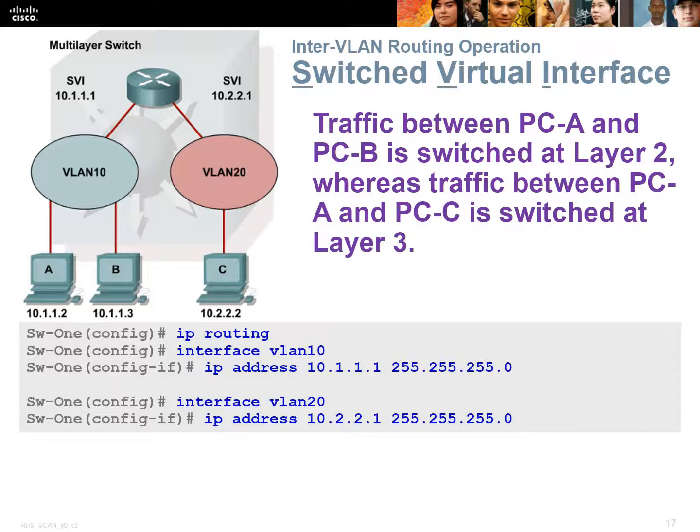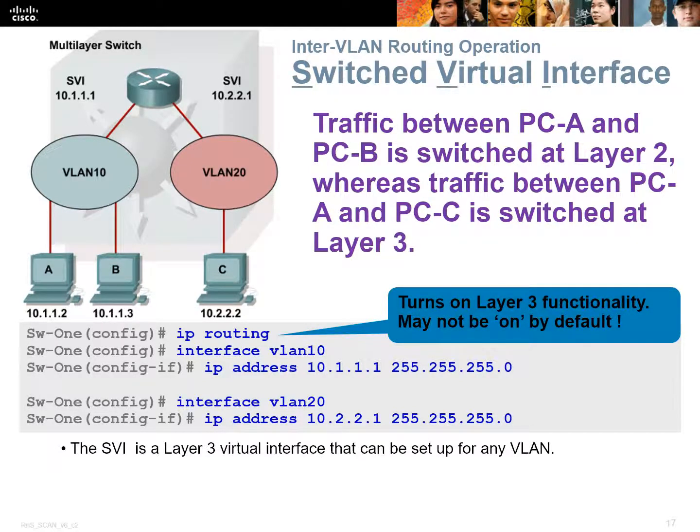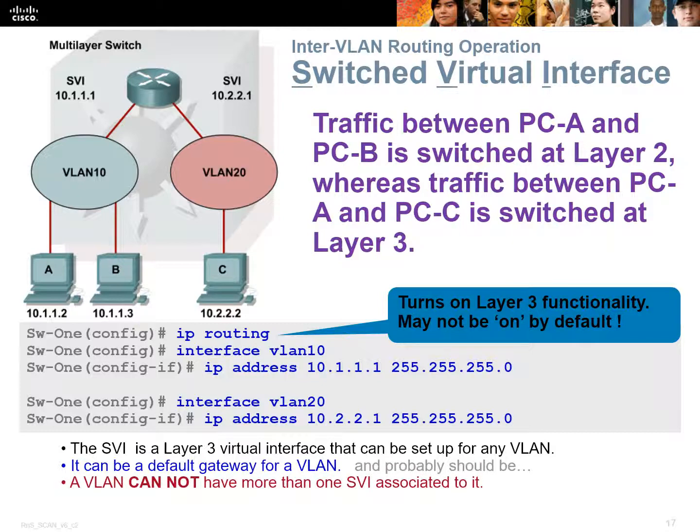And then we'll just set up virtual interfaces. Interface VLAN 10 with an IP address, interface VLAN 20 with an IP address. These are now two layer 3 routing interfaces. A switched virtual interface is a layer 3 interface. It can be set up for any VLAN. It should be the default gateway for all users on that VLAN. A VLAN cannot have more than one SVI. If you've got VLAN 10, you can't make interface VLAN 10 and interface VLAN 20 both be on VLAN 10. It doesn't work. Also, switched virtual interfaces do not support sub-interfaces.